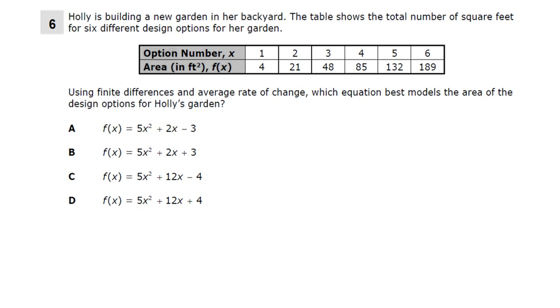6. Holly is building a new garden for her backyard. The table shows the total number of square feet for 6 different design options for a garden. Using finite differences and average rate of change, which equation best models the area of the design options for Holly's garden? Well, this one here, you can just type these in and see which one is going to give you the table value here. Okay, and you can try it one at a time. I don't know of an easier way to do this one.